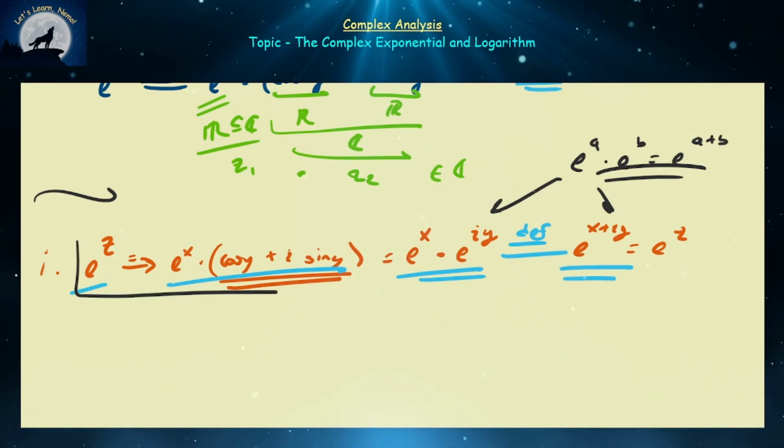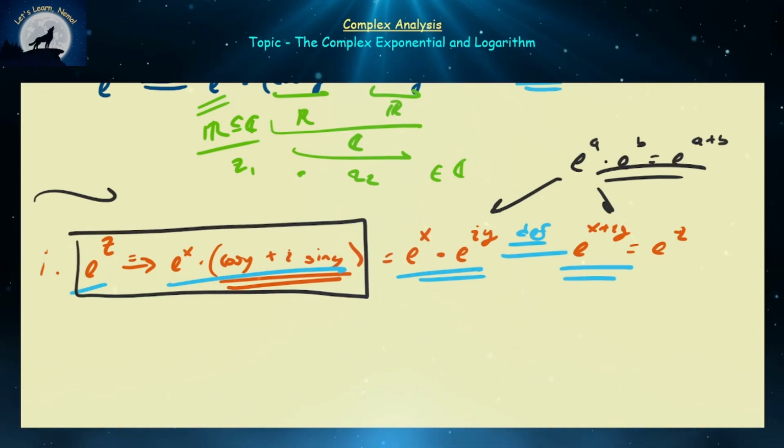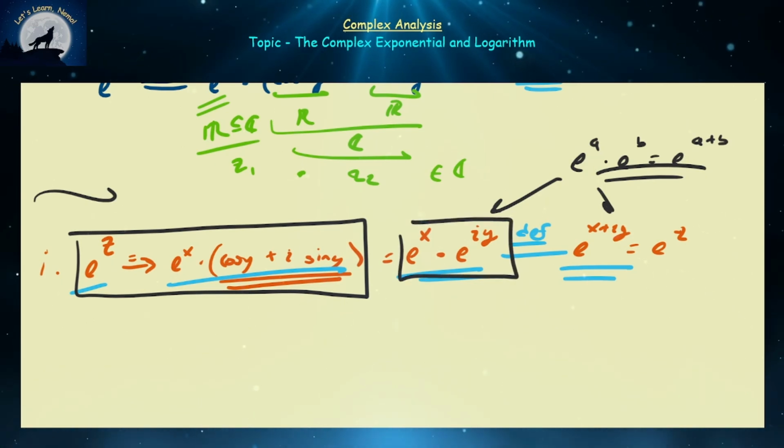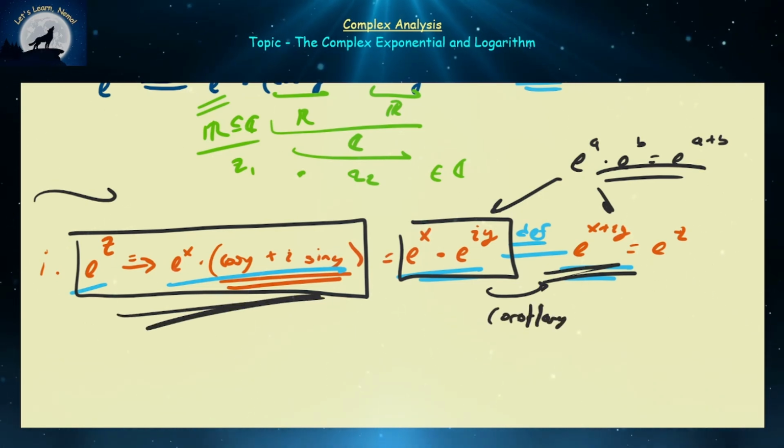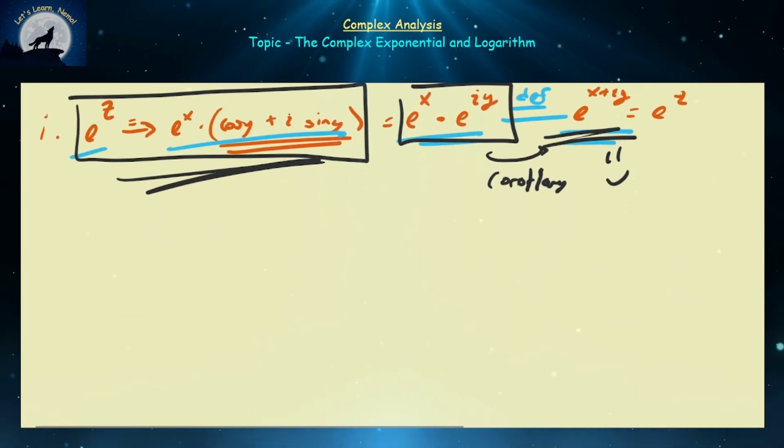So if we define e to the z to be equal to this particular complex number, which is well defined, then we have that e to the x times e to the iy will be equal to e to the x plus iy, and that will come as a corollary to this particular definition, right? So everything in terms of that decomposition of exponentials property is well preserved in this definition. So that's one of the reasons why we actually define e to the z this way.